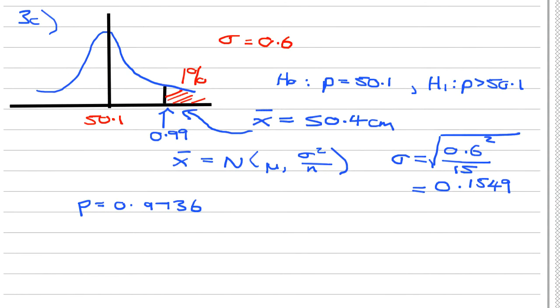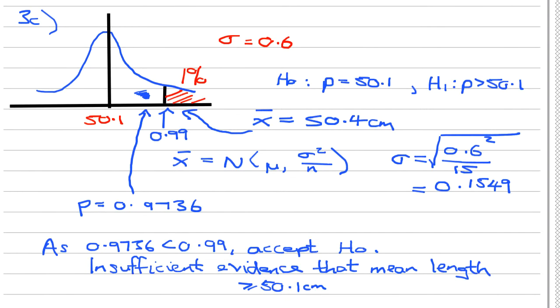So this value, p equals 0.9736, we can see quite clearly this is going to be below 0.99. So it comes in this area in here. So what that means is if it had been above 0.99, we would reject the null hypothesis, but we're actually going to accept the null hypothesis.